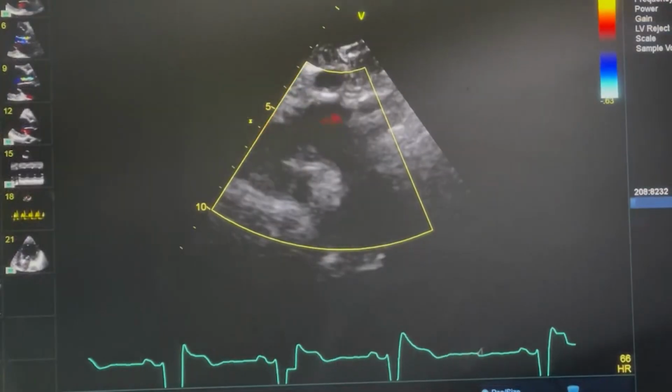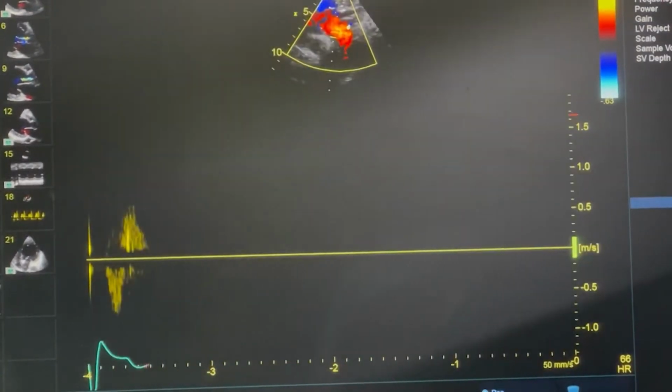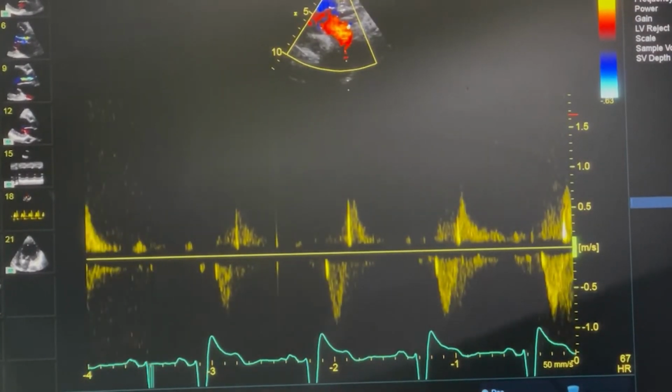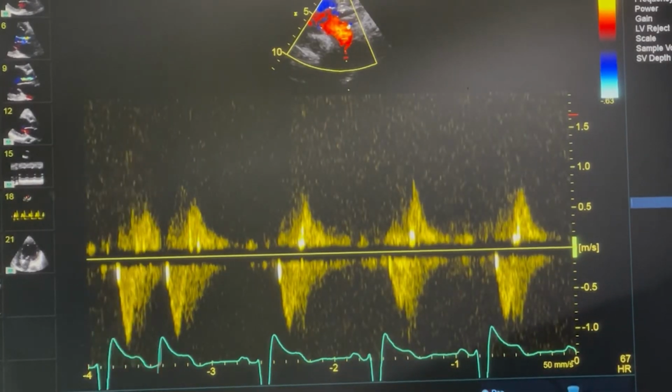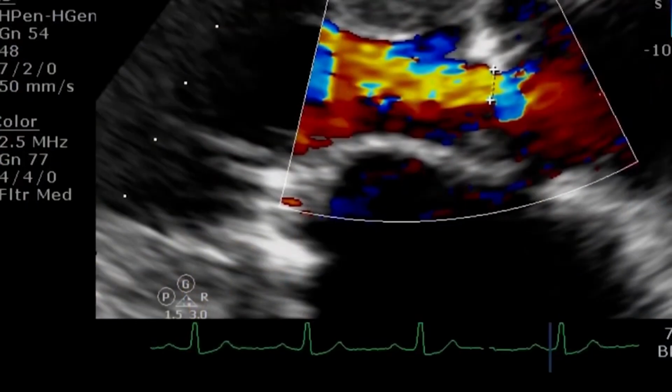Next, we go up to the suprasternal view, look at the aortic size, and also look at the flow within the aorta, whether there is flow reversal. We do a pulse wave Doppler study to see any flow reversal. If there is holodiastolic flow reversal, it suggests at least a moderate or severe AR.